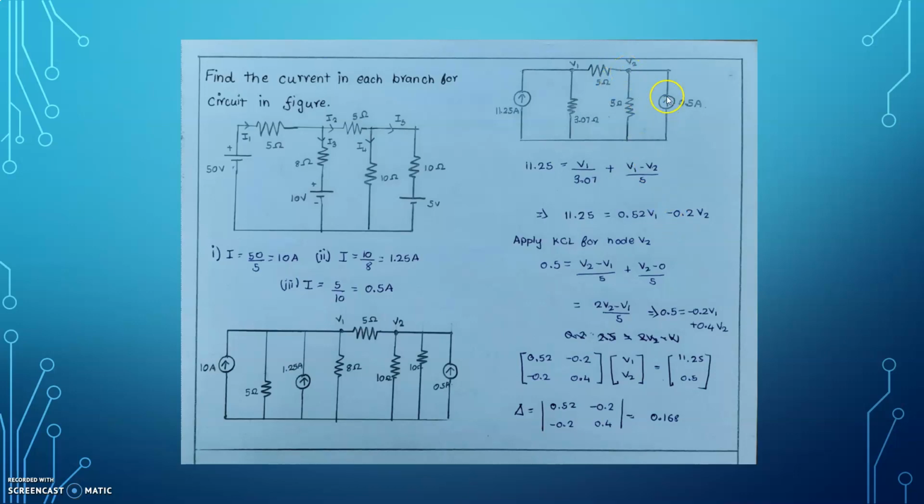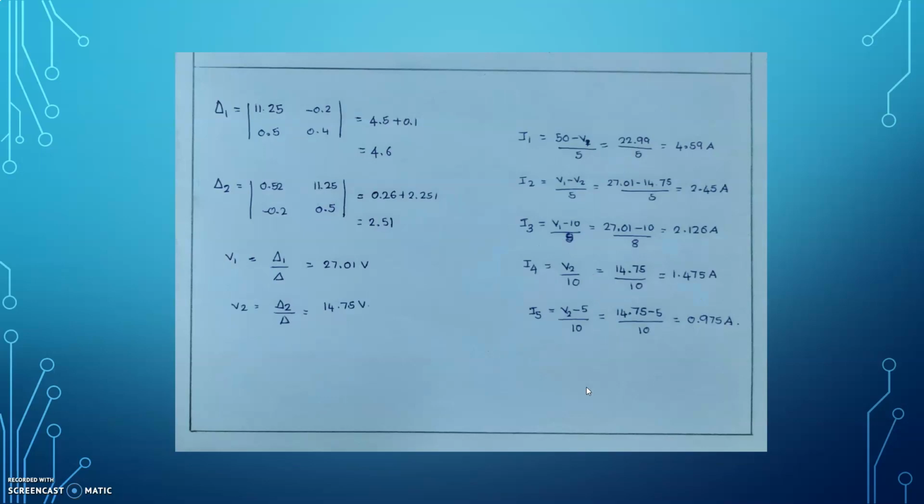So the incoming current is 0.5, that is equal to (V2 minus V1) by 5 plus (V2 minus 0) divided by 5. So combine V1 and V2 terms and name it as equation number 2, and by solving these two equations by Cramer's rule, find delta 1, delta 2, and finally we get V1 and V2. And then finally we find the current in each branch.